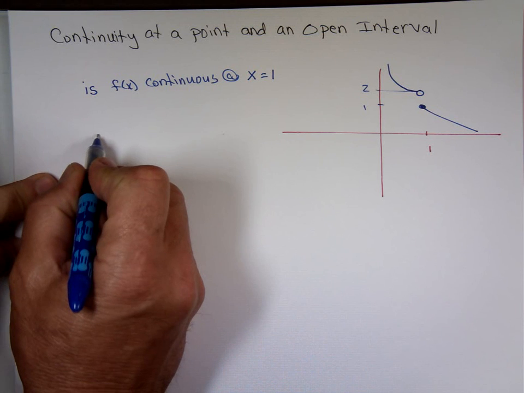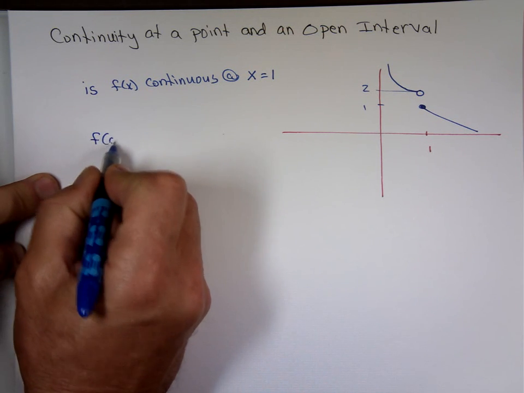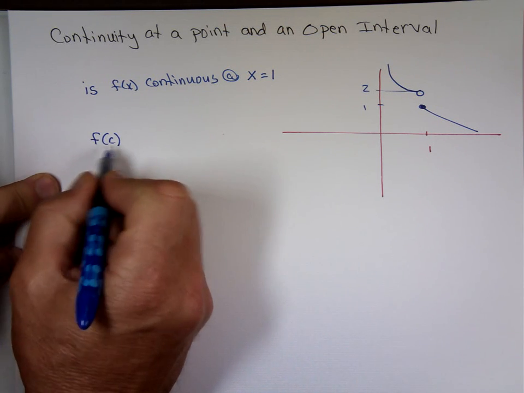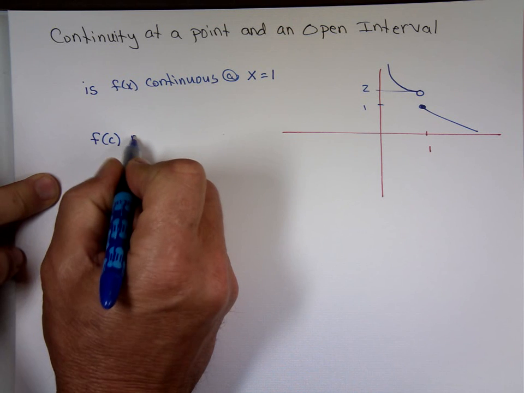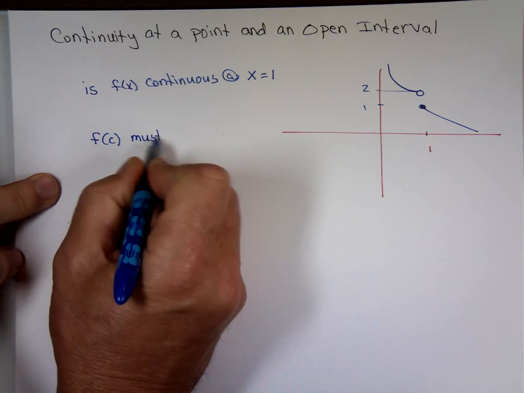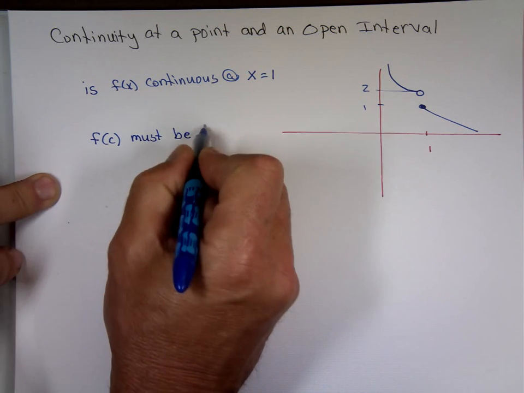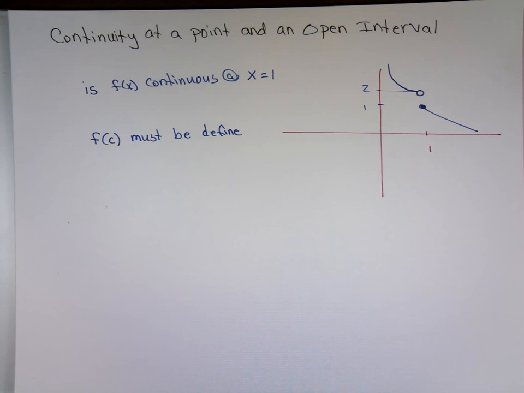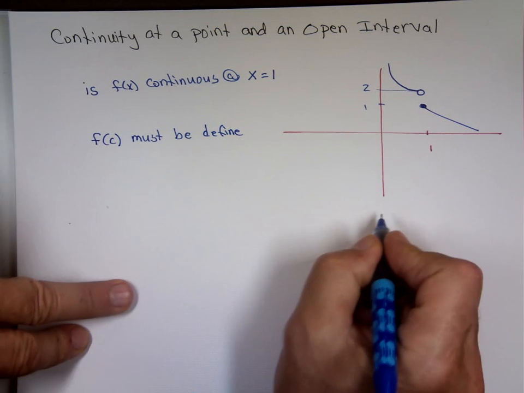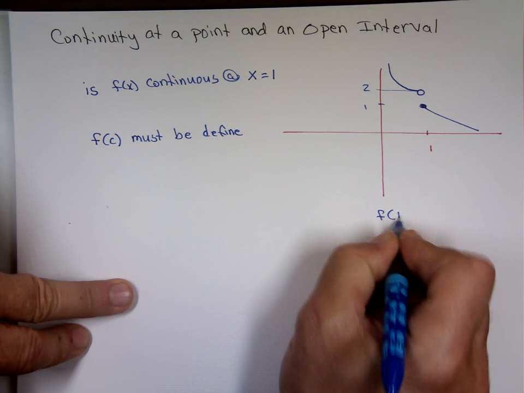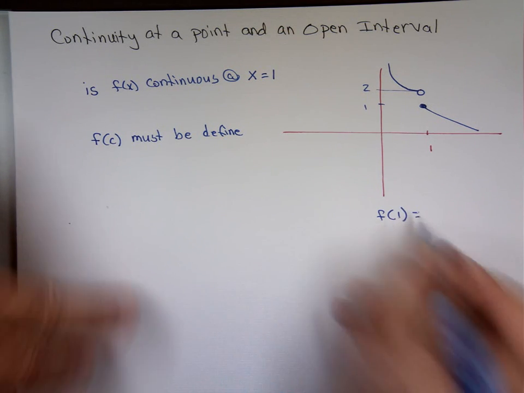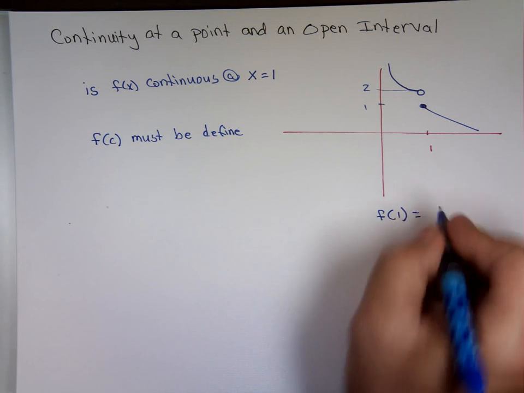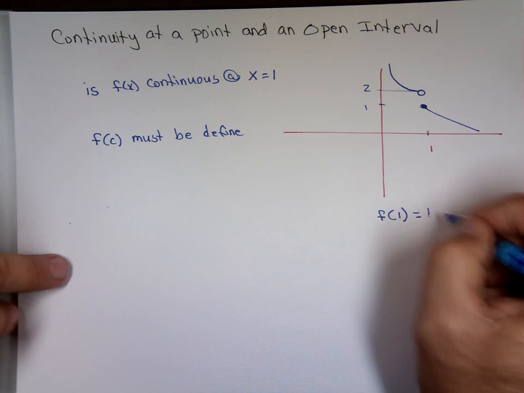The first one, the function at the point, we'll call the point c, f of c must be defined. So the function must have a value at that point. So let's look at that. Do we have a value at that point? Do we have a value at 1? Yes. And what's the answer? 1. So that test actually passed.